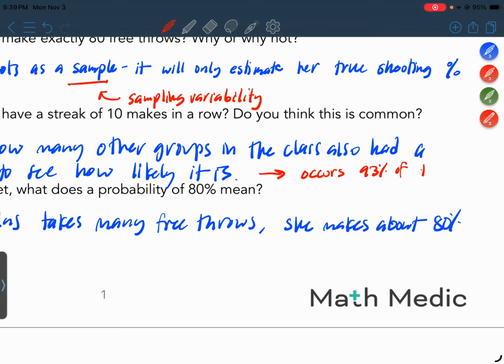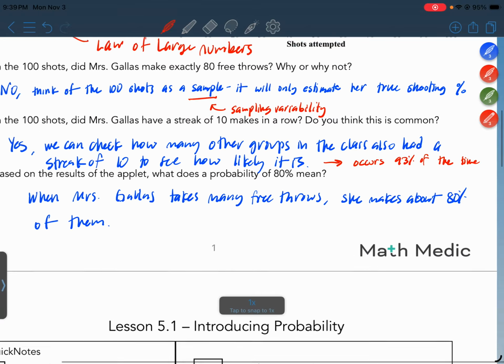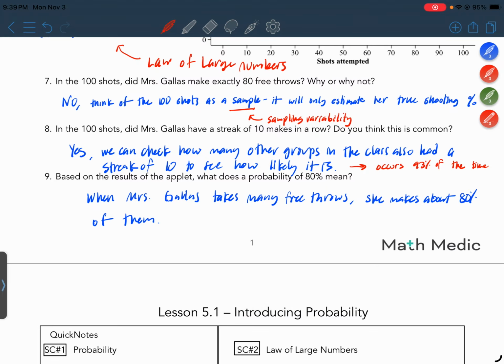Right. So if we had 100 groups do this simulation, about 93 groups would have gotten a streak of 10, and probably 7 groups would not have gotten that streak. Okay. So it's going to happen a lot more often than it doesn't happen. Okay. All right, the last question, which really kind of brings this activity together.